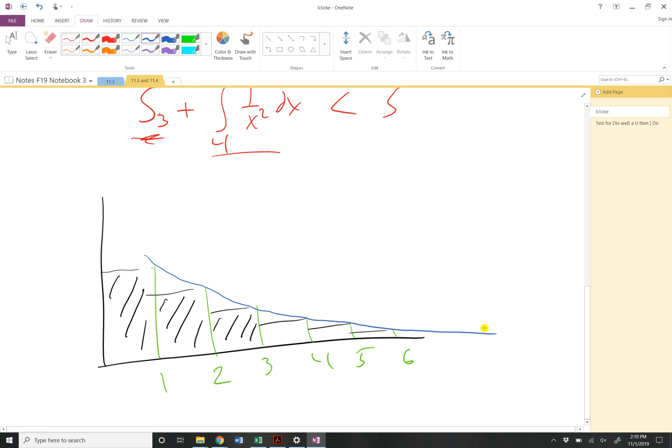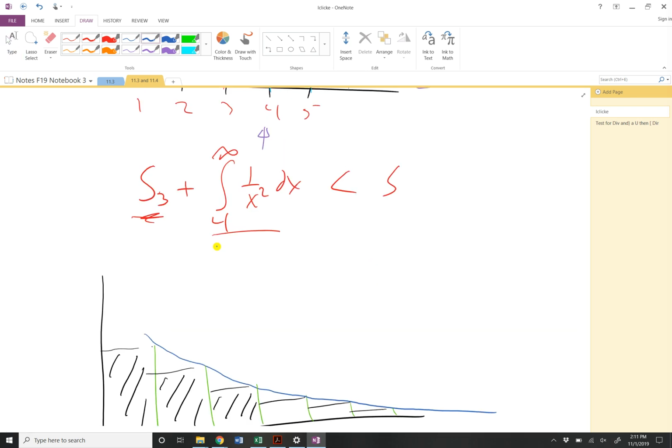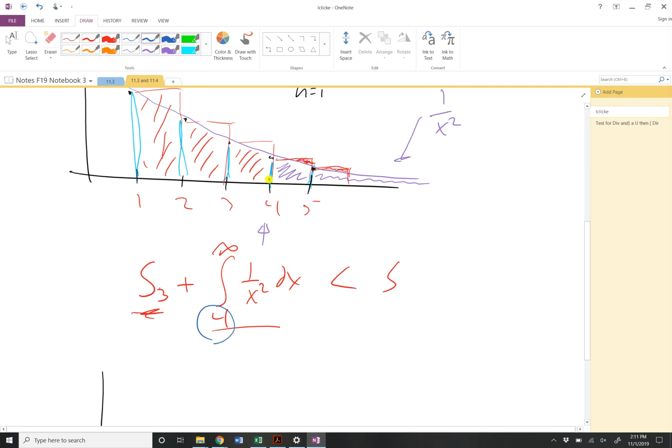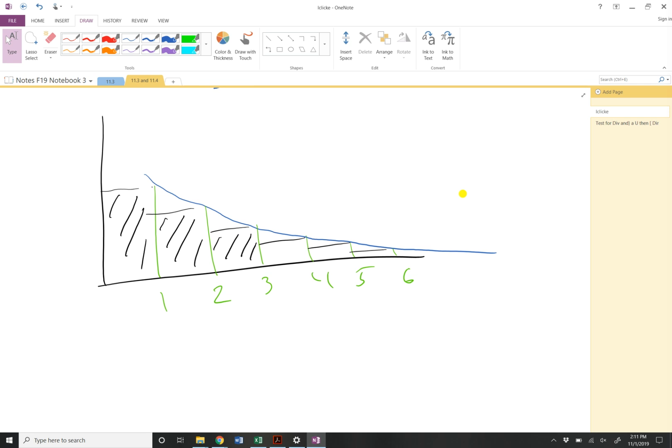Where would I start to approximate the rest of the series with the integral? Last time we started at 4. Last time we added up the first three, it got me to here, so I went from 4 on. Where would I start here? 3.